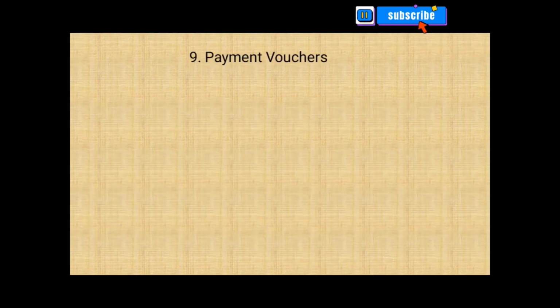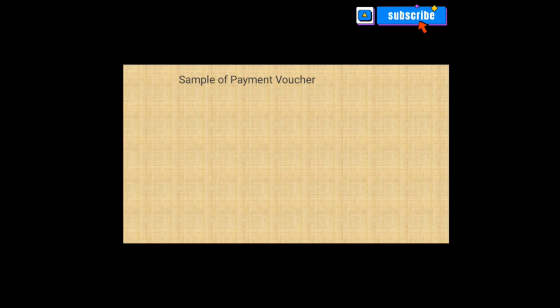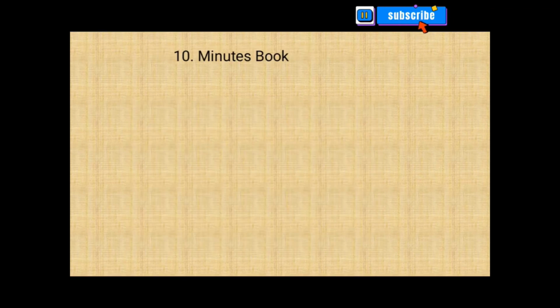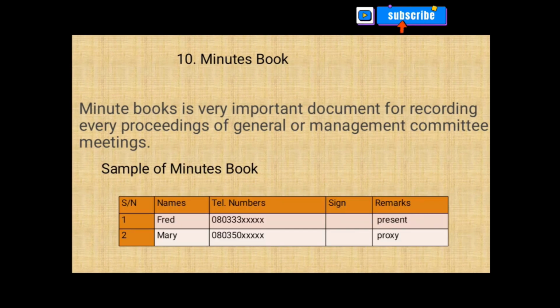Number 9. Payment vouchers. It captures all monies authorized for spending in the cooperative society. Sample of payment voucher. The representation below gives a well-detailed explanation of how a payment voucher looks. Number 10. Minutes book. The minutes book is a very important document for recording every proceeding of general or management committee meetings. This little pictorial illustration below shows how it looks.